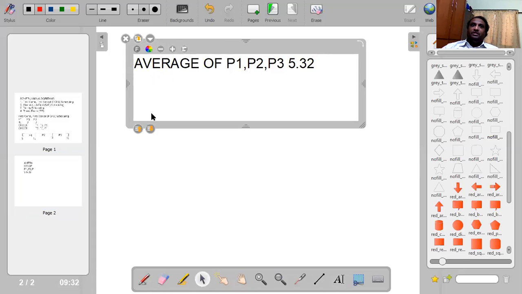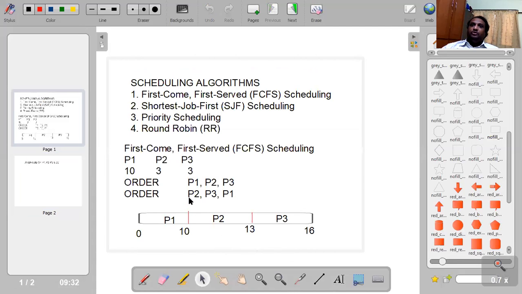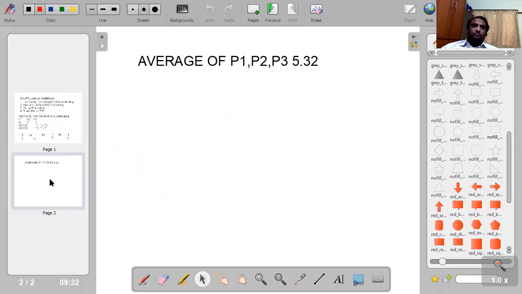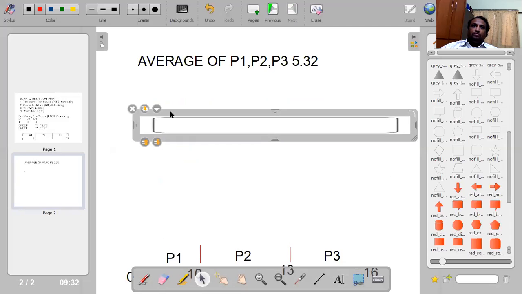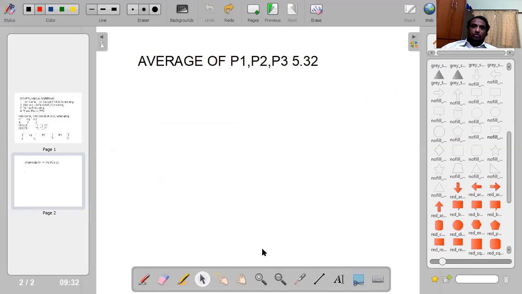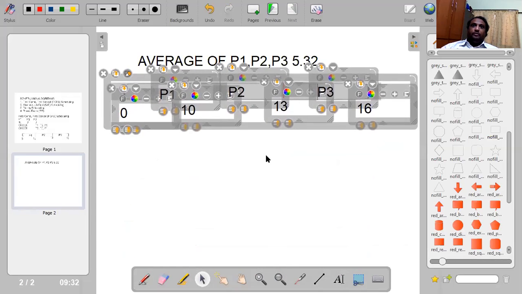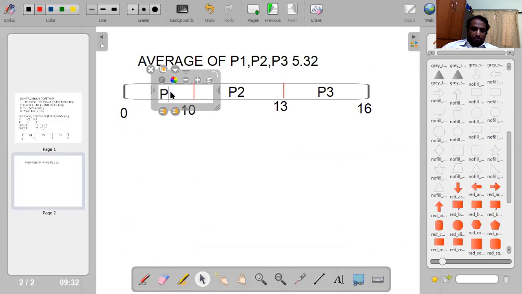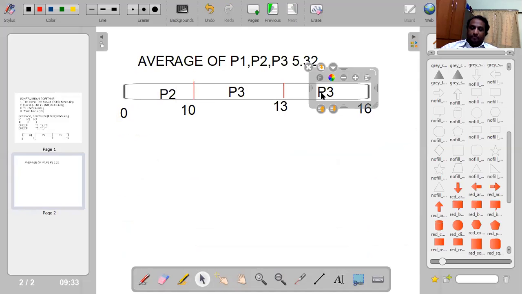Then after this, we have taken the order of the processes as, what is the next order? P2, P3, P1. So if you take the same thing, what is the order of the first one? P2. What is the second one? P3. Third one? P1.